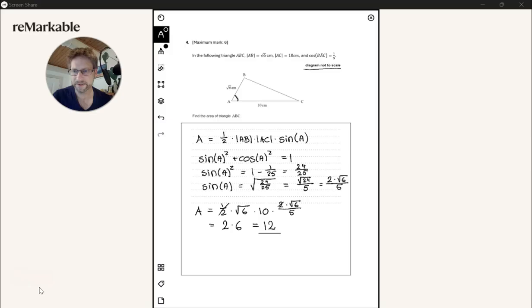Now, that was it. It's been 12 minutes, and even with a lot of talking, we have enough marks by now to be sure that we are going to pass.